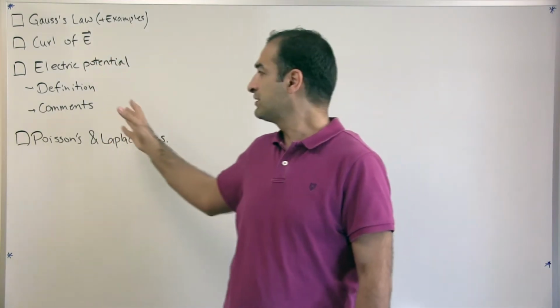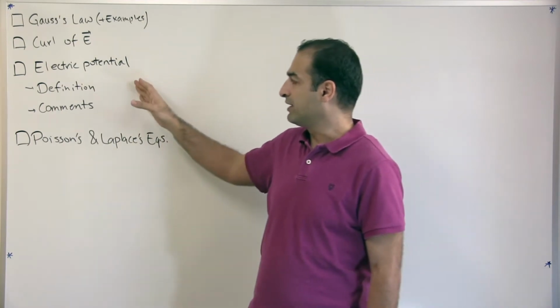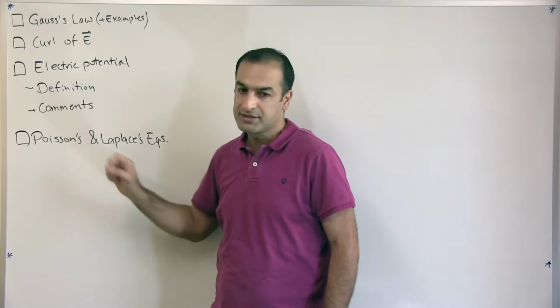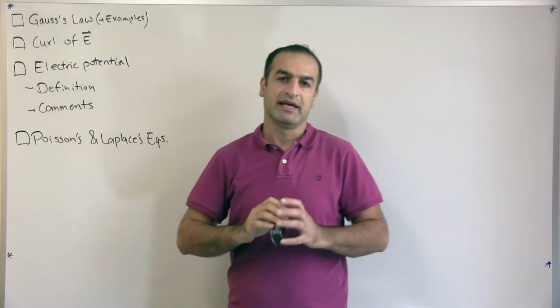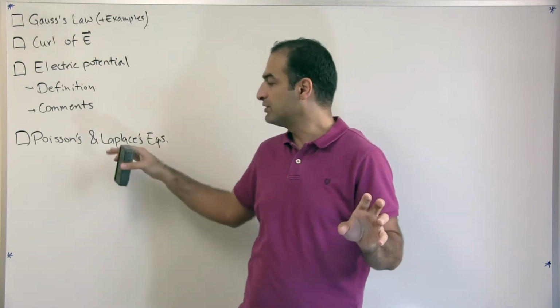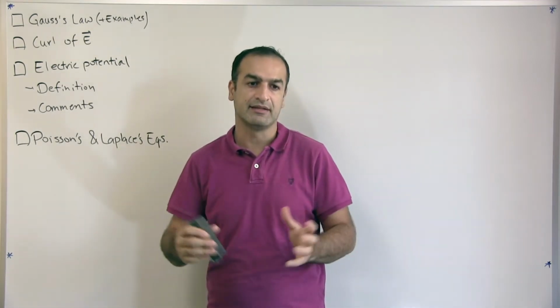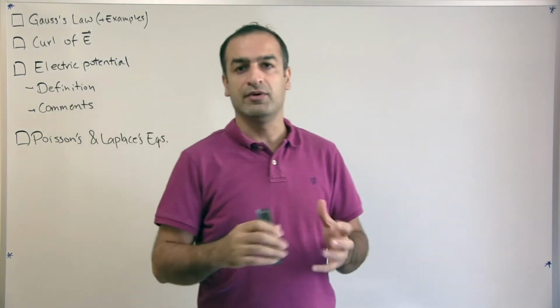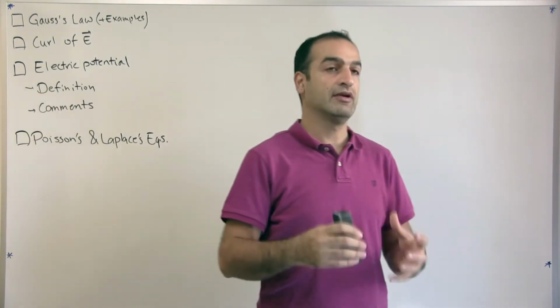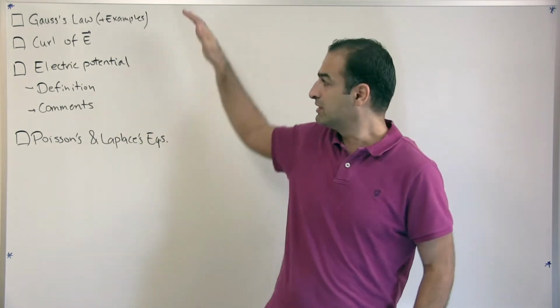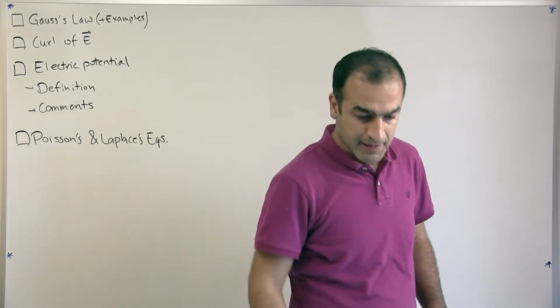I'm going to define electric potential, and I'm going to discuss a few things about electric potential. If time permits, then I'm going to move on and connect the electric potential through a differential equation to charge distributions, and that's technically the Poisson's equation. And in the area where there's no electric charge, that's going to be the Laplace's equation. Okay, so these are the things we're going to discuss today.